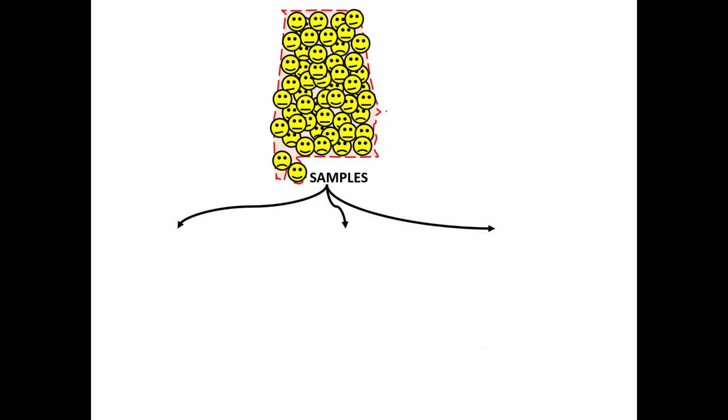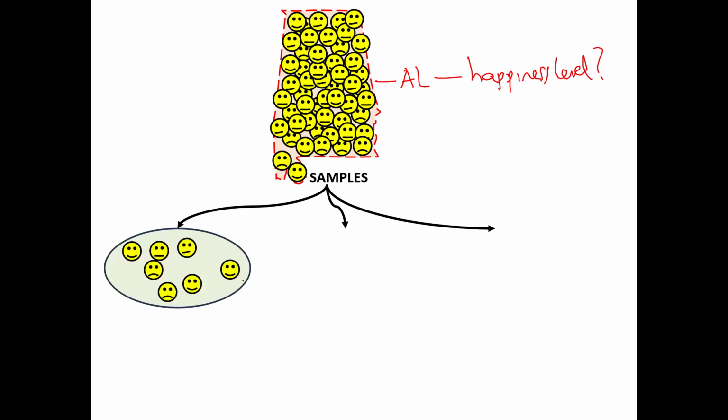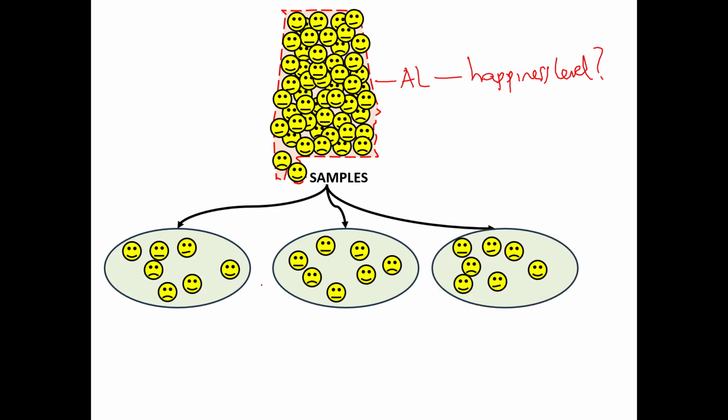So let me give you one example, then I will move to a manufacturing example. In Alabama, you are looking for the happiness level of the people. So how happy are the people? You choose one sample, you choose another one, you choose another one, and for these samples, you check for the happiness of the people. This is just one example.